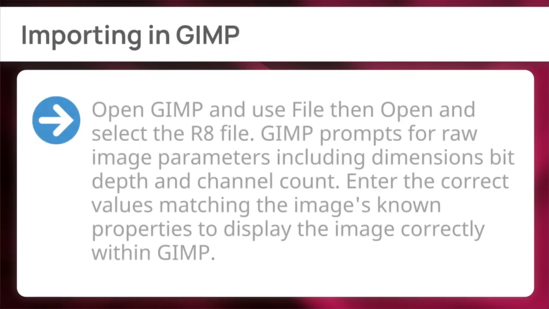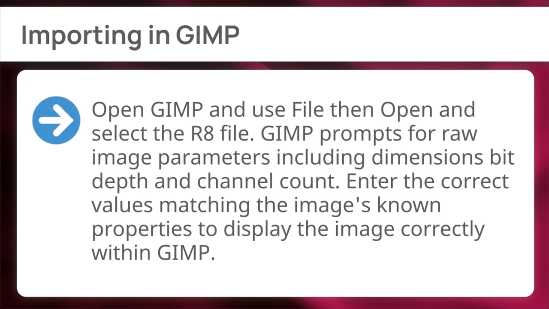Next, importing in GIMP. Open GIMP and use File, then Open, and select the R8 file. GIMP prompts for raw image parameters including dimensions, bit depth, and channel count. Enter the correct values matching the image's known properties to display the image correctly within GIMP.